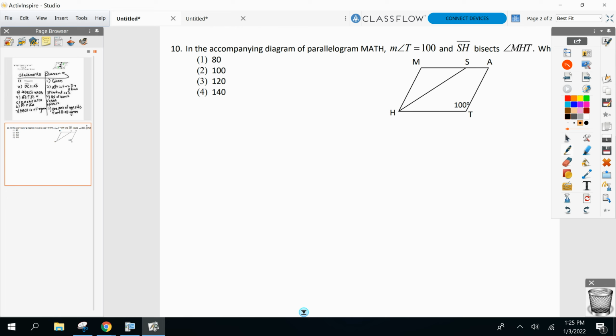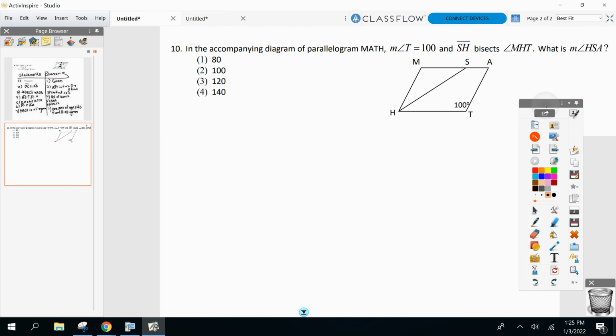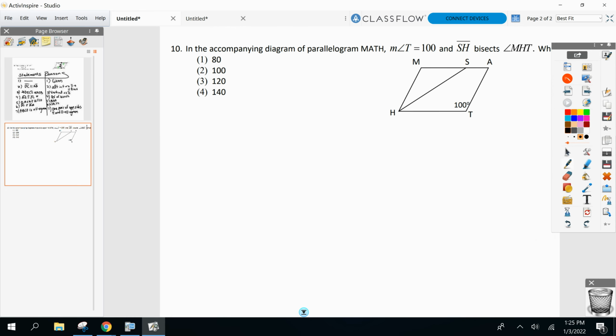For number 10 in the review. It's a parallelogram. T is 100. SH bisects MHT. What is angle HSA? Got it. All right, it's a parallelogram.